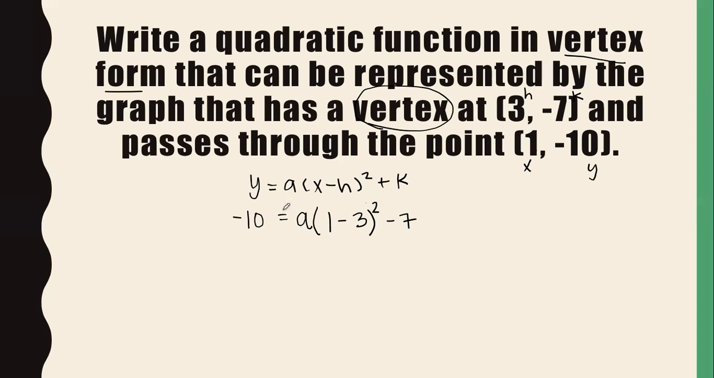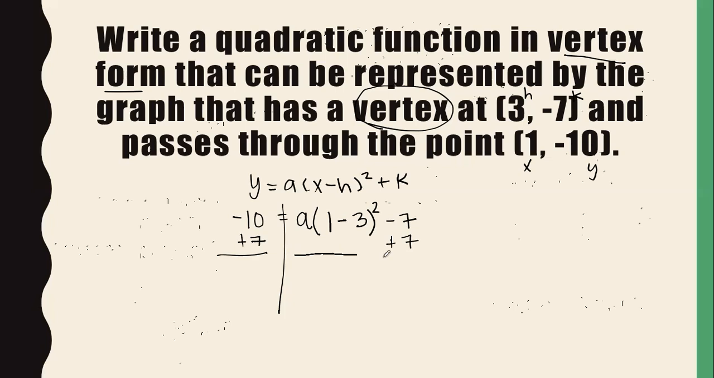Okay, cool. I'll put the line down it. Do something with the -7. Okay, how would I get rid of the -7? Add 7. Yes. So I'm gonna add 7 to both sides, because it's -7. So -10 plus 7 will give me -3, equals A times 1 - 3 squared.